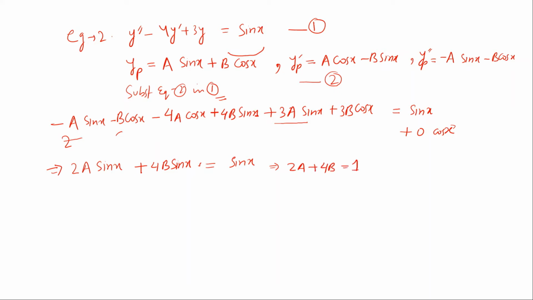Now for another equation, we look at the cos terms: minus b cos x plus 3b cos x minus 4a cos x, which is minus 4a plus 2b times cos x, and that is 0 times cos x. So we compare that: minus 4a plus 2b equals 0. So now we can solve here.